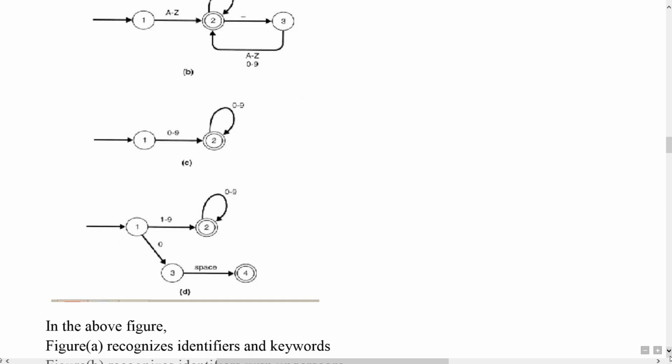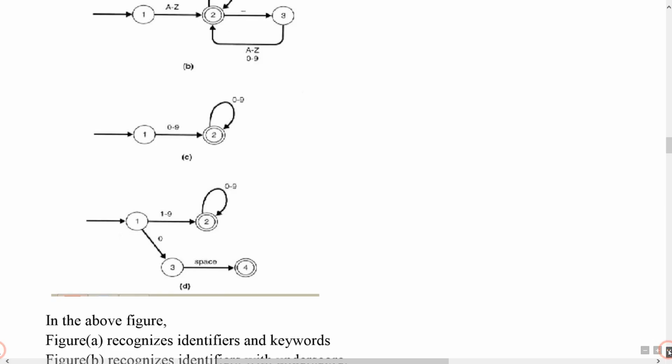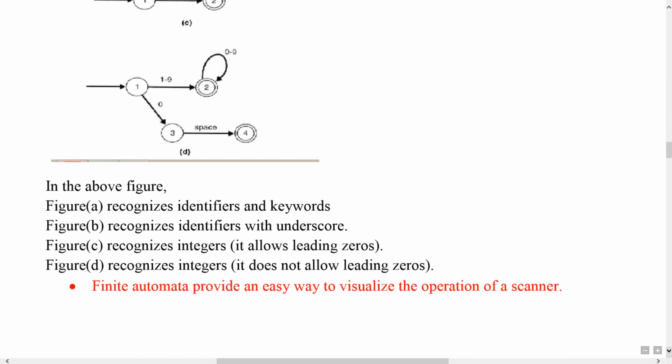So from the above figures, you know how a finite automaton is represented. Figure A identifies all the identifiers and keywords. Figure B recognizes identifiers with underscore. In keywords, we have no option for underscore, but in identifiers we can have underscore. If the identifier has the underscore, the second automaton will accept. The third automaton, figure C, recognizes integers. It allows leading zeros, and figure D recognizes integers. It doesn't allow leading zero. So the finite automata provide an easy way to visualize the operation of a scanner.